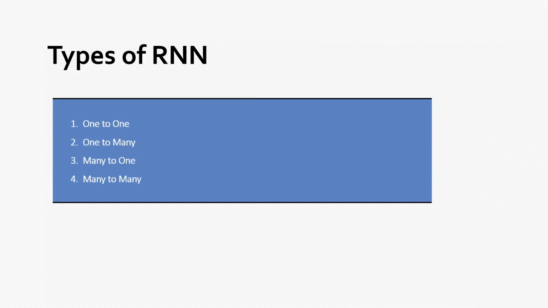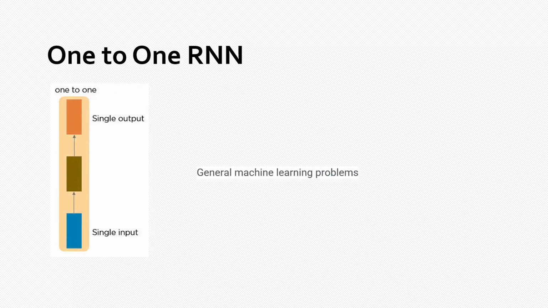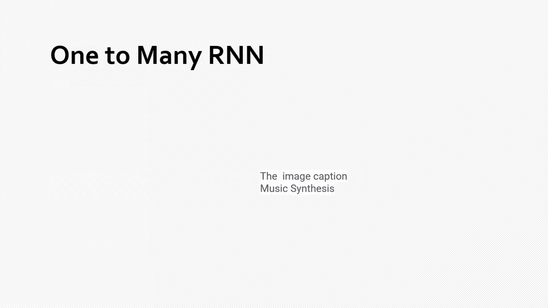And yeah, there are a few types of RNN available. These are one to one, one to many, and many to many. We can see that the use case of the first one is the vanilla RNN. This is very straightforward. We pass a single input and get a single output. That is considered a general machine learning problem.